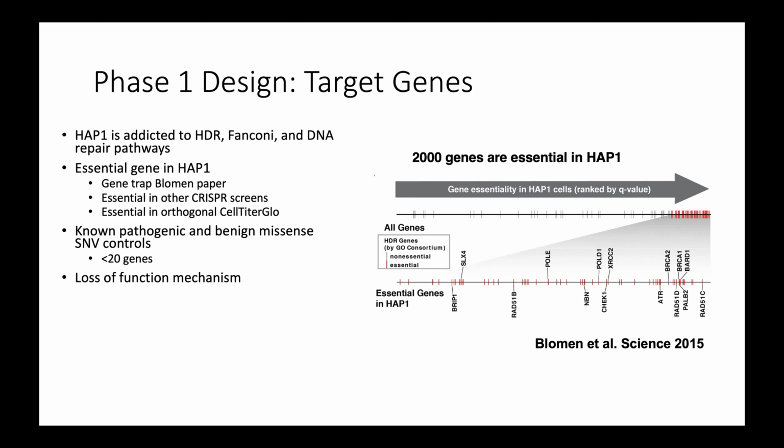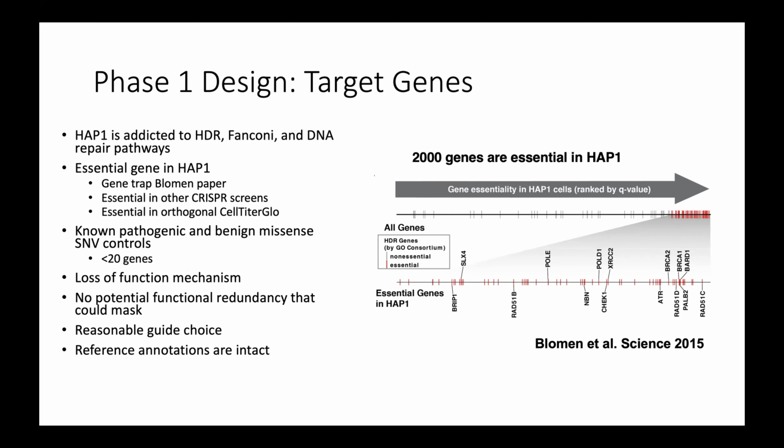Further, SGE is preferentially informative about loss of function. So for example, BRCA1 or other tumor suppressors should have a loss of function mechanism overall in order for SGE phenotyping to make sense. Finally, one of the things we're learning in doing this is we want to make sure that we don't choose genes that have potential functional redundancy that could mask the effects of one of our missense SNV variants. And then we also need a reasonable guide choice in genes where we know the reference annotations are intact.